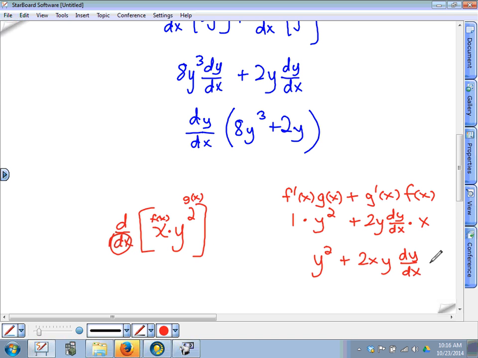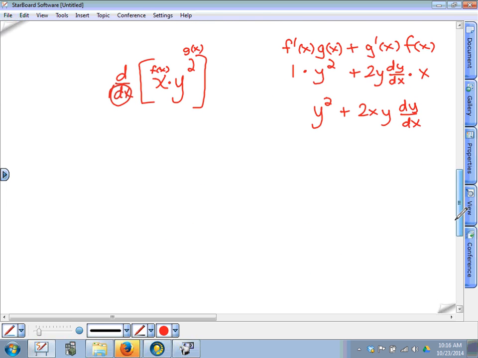And you can't factor out the y. You could, but what we really go for is if both sides have a dy dx, then you factor that out. Right? So let's get into an actual function.